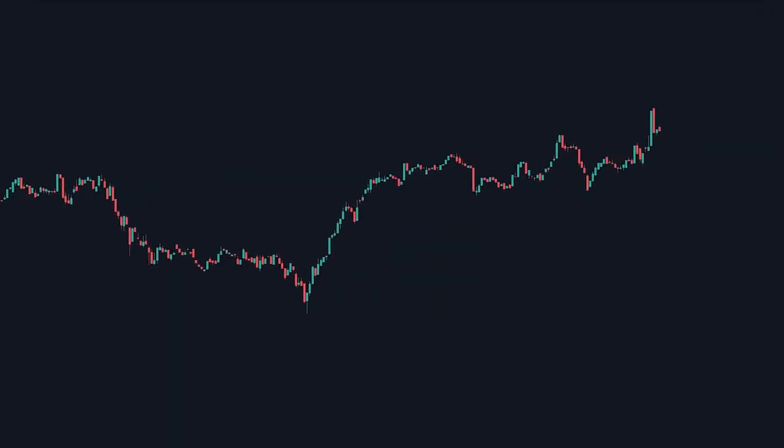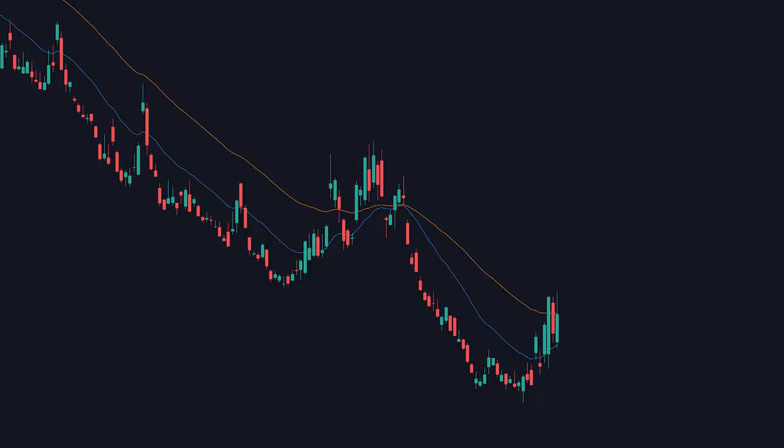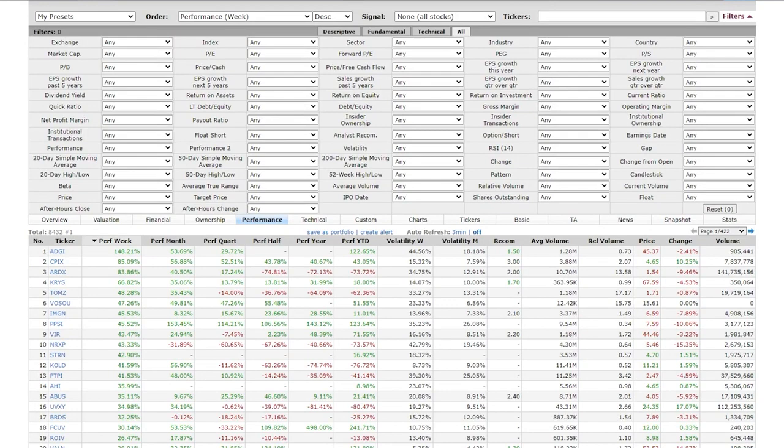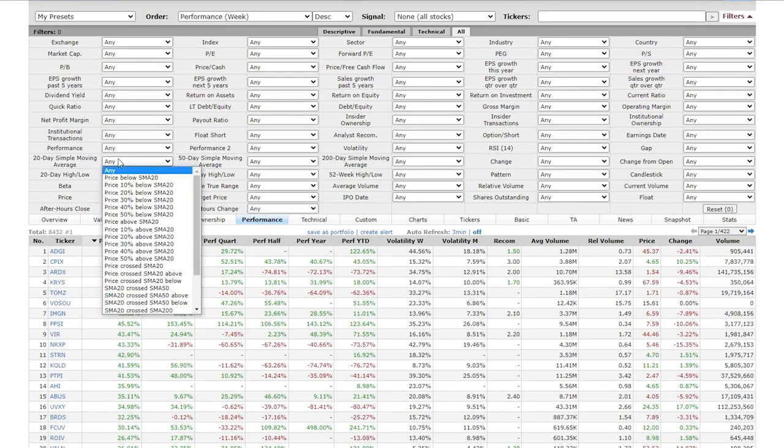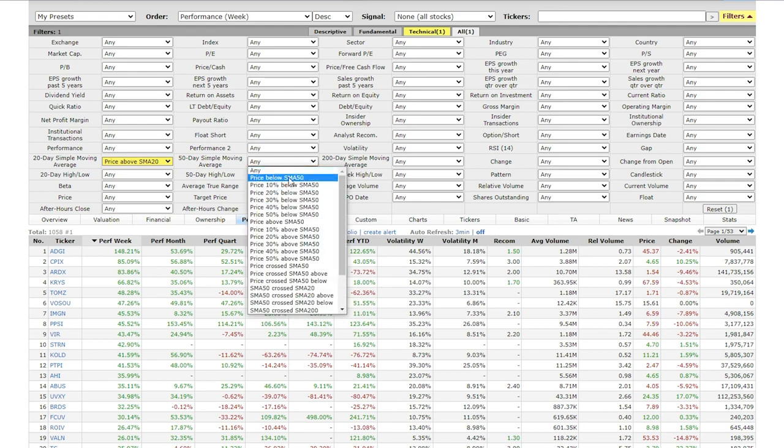The next preset we'll be taking a look at is bounce plays off moving averages. So it should look something like this, where price came down and is looking to bounce off the moving average using it as a support, and it's heading upwards. To do this, we want our price to be above the 20-day moving average, but we also want the price to be below the 50-day moving average.